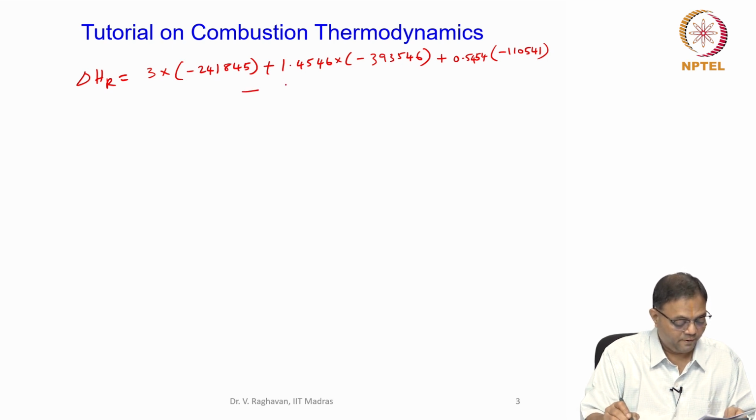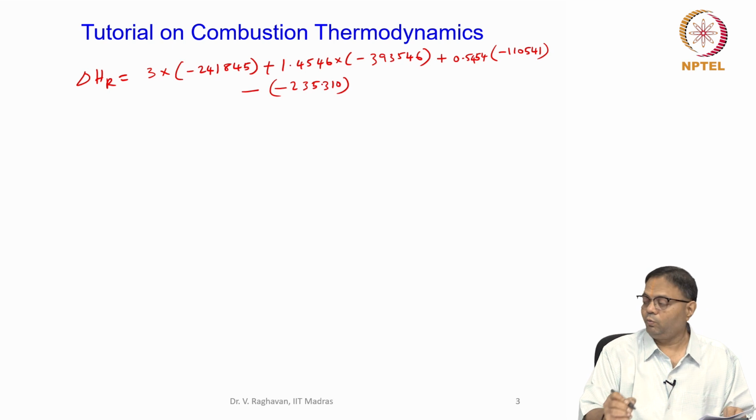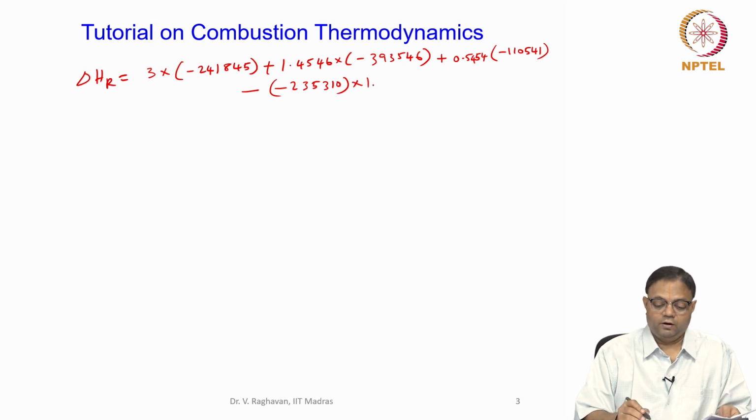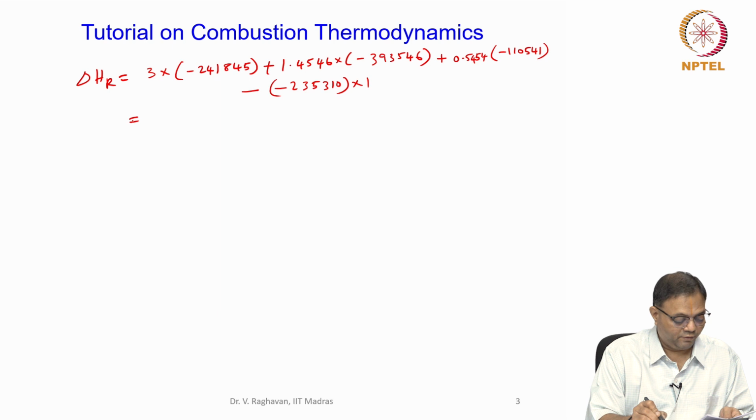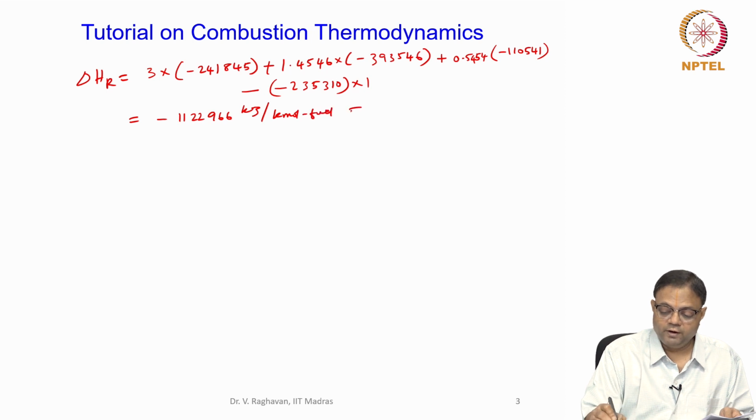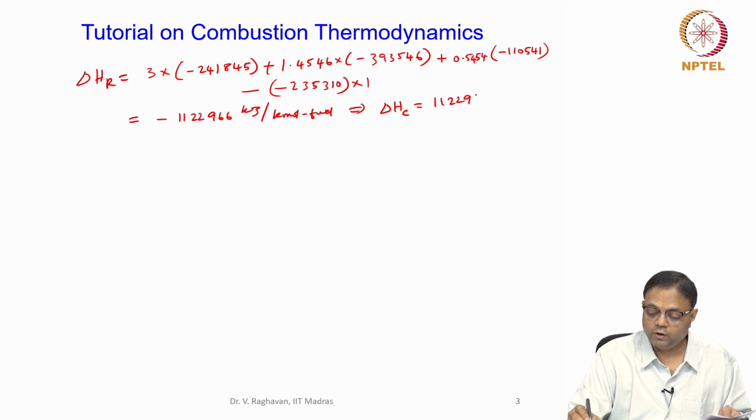HR is given as minus 235,310 and 1 kilomole is there, so I will multiply by 1. When you evaluate this, you get the value of HP minus HR as minus 1,122,966 kilojoule per kilomole of fuel. That means delta HC will be the negative of this, 1,122,966 kilojoule per kilomole of fuel.